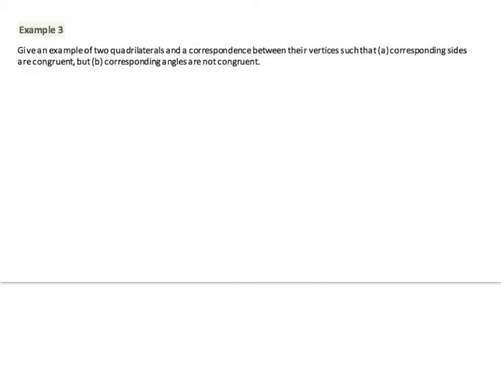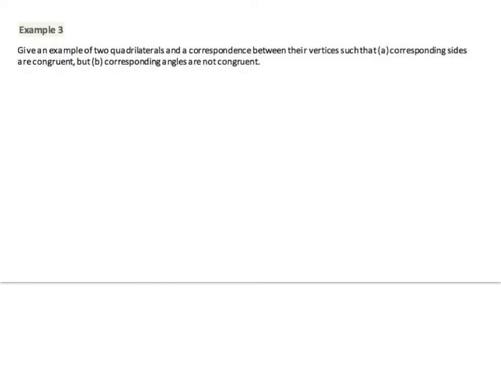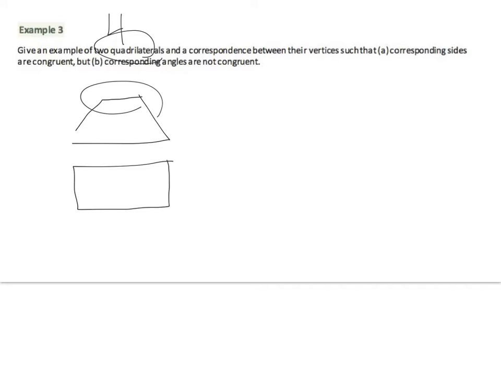Alright, 9. Give an example of 2 quadrilaterals and a correspondence between their vertices such that A, corresponding sides are congruent, but B, corresponding angles are not congruent. 2 quadrilaterals, okay? Oh, geez. That means 4 sides. Goodness, let's see. I could do a trapezoid and a rectangle, but this side doesn't match that side, so that doesn't work.